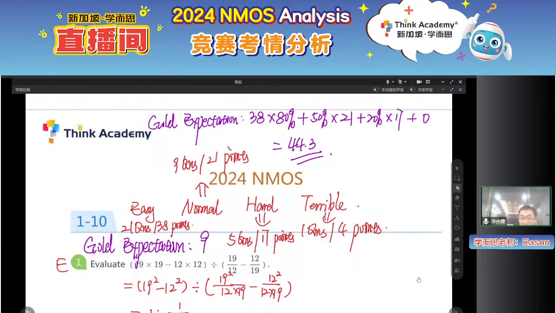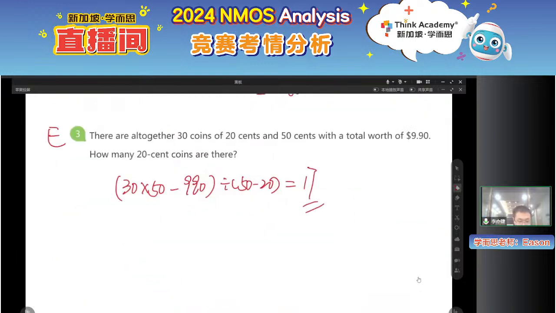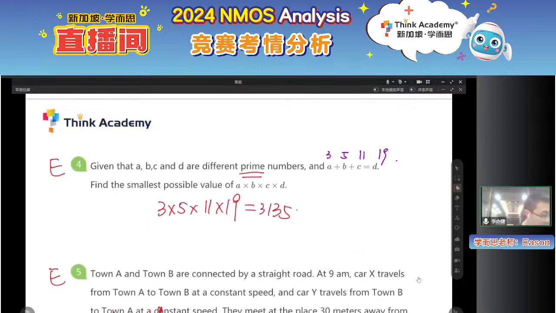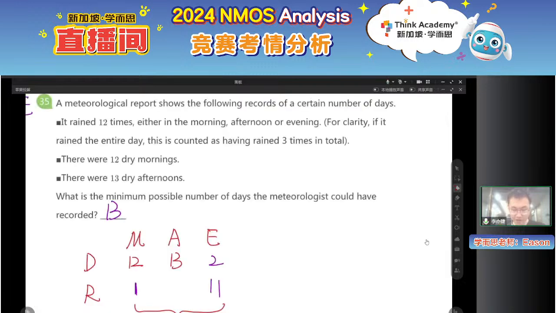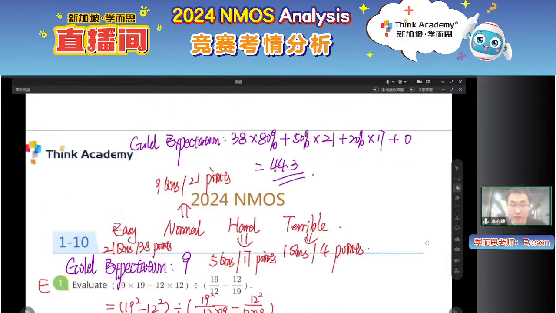What's the answer for question 3 and question 4? Question 3, 17. Question 4, 3, 1, 3, 5. Okay. What is gold? This is the estimation gold, 44.3. I suppose 40 may be enough. The 44.3 is my expectation, so 40 may be enough.